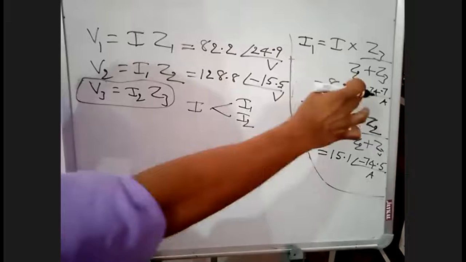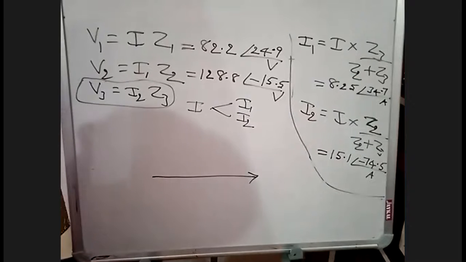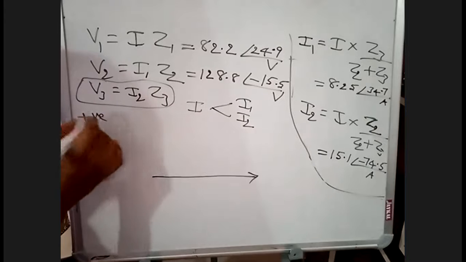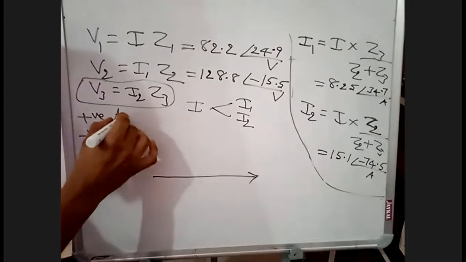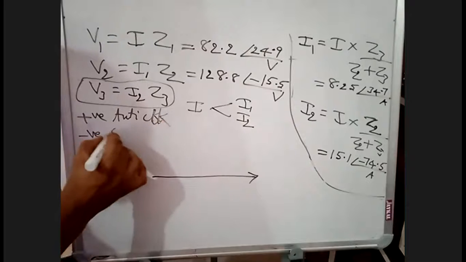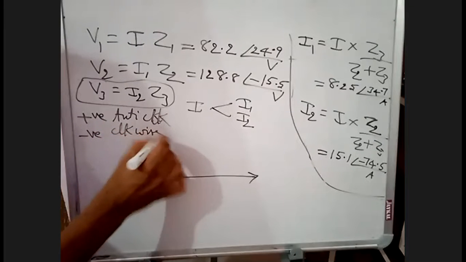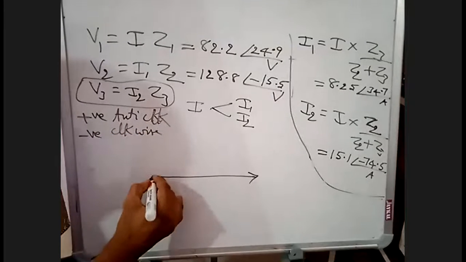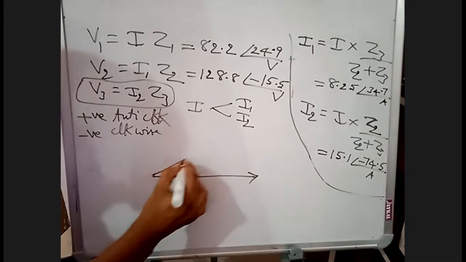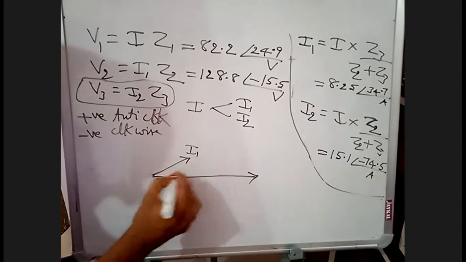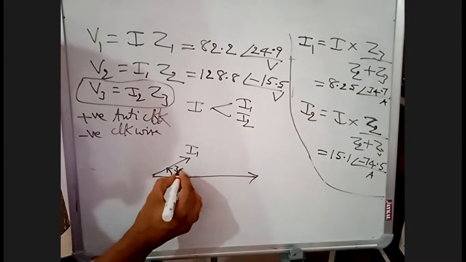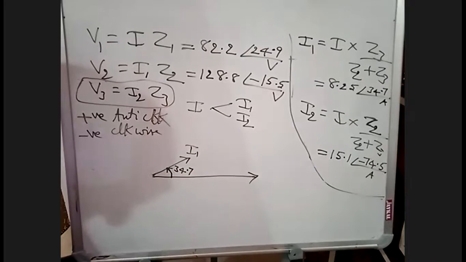34.7. Positive or negative? Positive. Positive means anti-clockwise. Negative means clockwise. Let us take I1 with an angle 34.7. This is your I1.